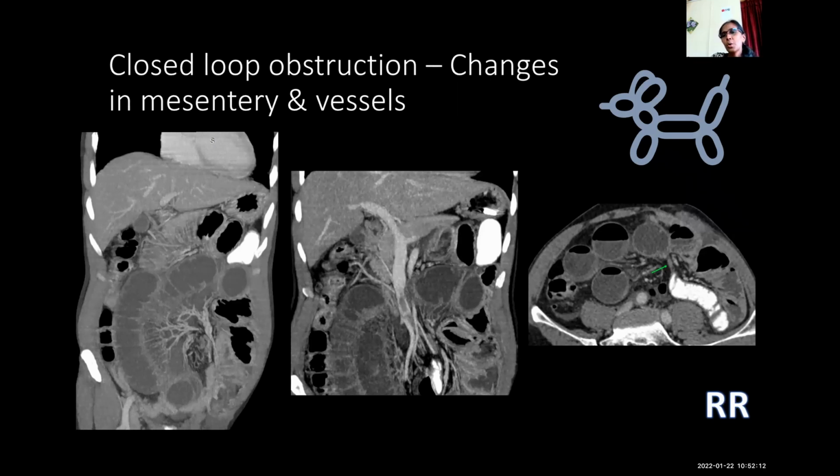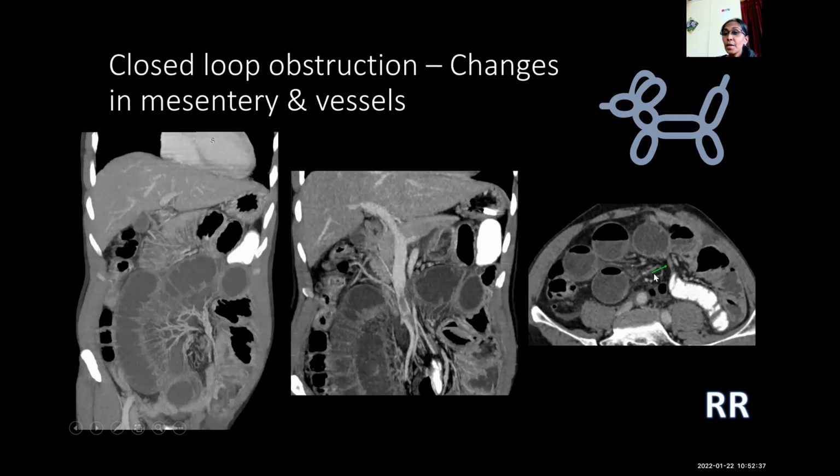So this is one quick recap. I put in the slides from the previous session. It's actually a closed loop due to just one band. We had given positive contrast into the sigmoid colon, and that's how we can differentiate this from the rest. We generally do not give oral contrast. There was a band from the sigmoid to the ileum, so it's an ileosigmoid band which caused the twist.